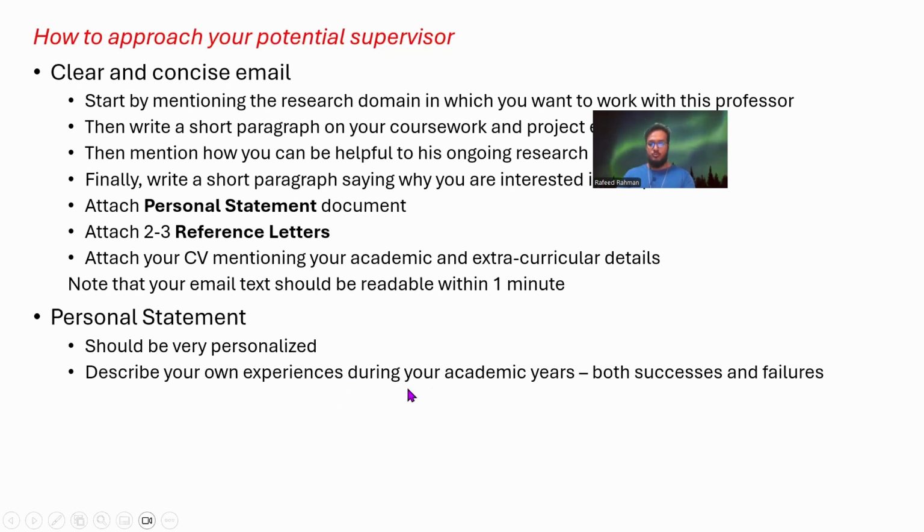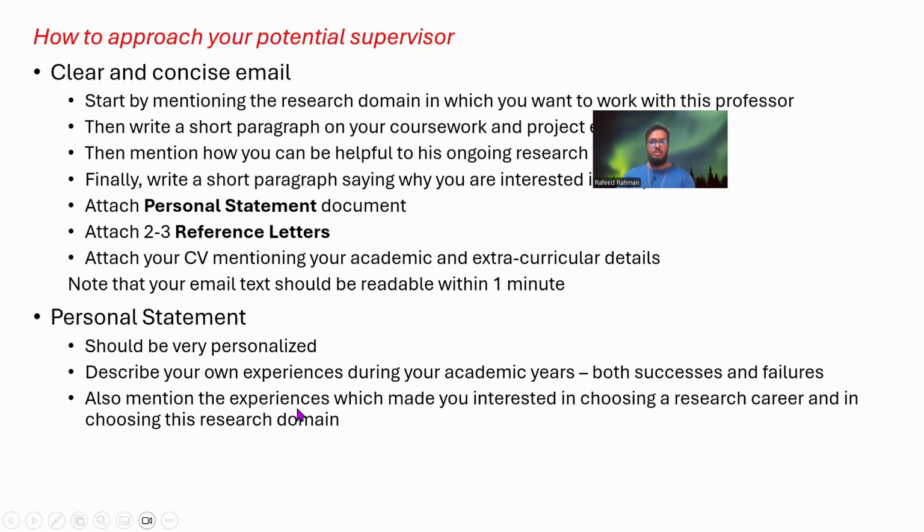You should describe your own experiences during your academic years, both successes and failures. And failures actually are good to write about because they show the reality. If you only write about successes, then it seems sort of artificial, right? Because humans have both successes and failures in their life. Then also mention the experiences which made you interested in choosing a research career, because not everyone will choose a research career, right? There are many other lucrative pathways, but why exactly did you choose a research career? And why exactly did you choose this research domain in which this professor is working?